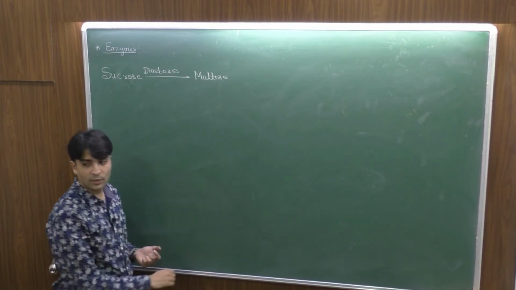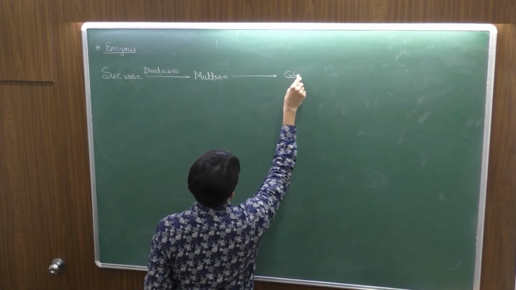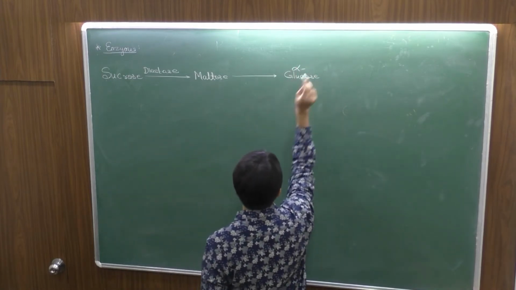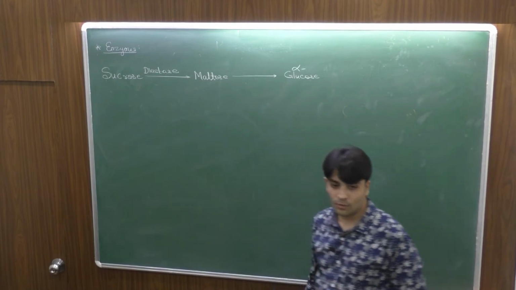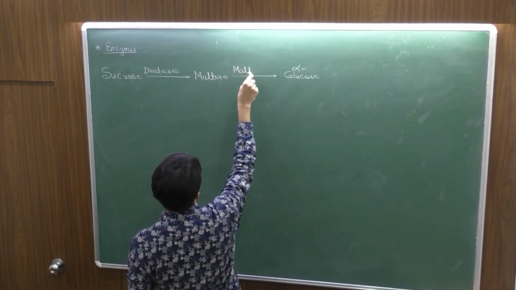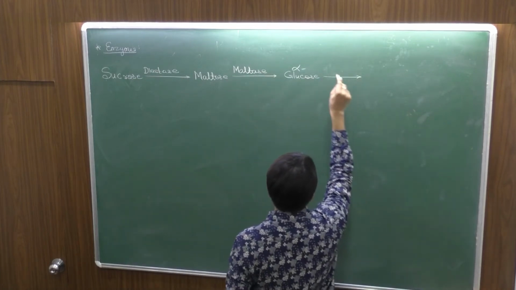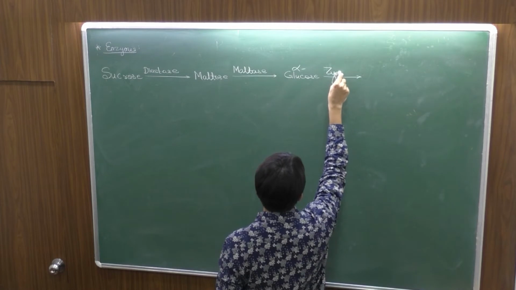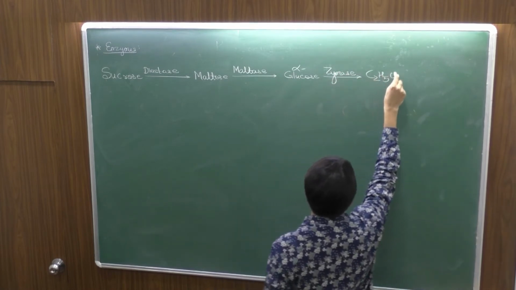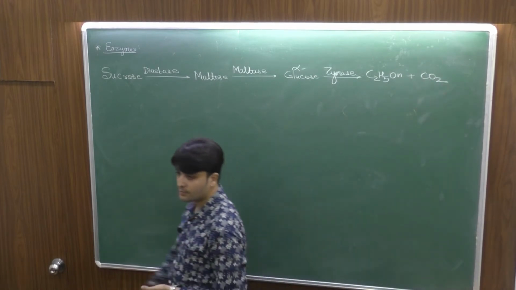disaccharide, that is maltose. Maltose is broken down into a monosaccharide, glucose, and we know that maltose gives you 2 units of alpha glucose, and this breakdown is done with the help of maltase. Then the glucose as a monosaccharide is broken down further by zymase into the simpler components of ethyl alcohol and carbon dioxide.